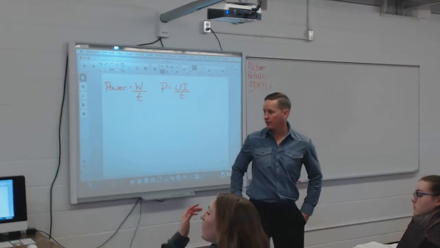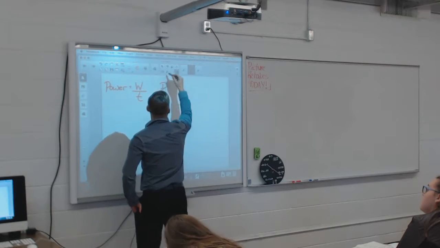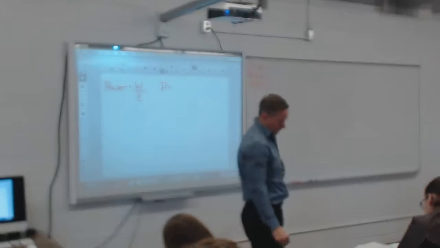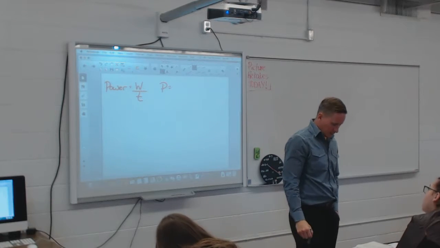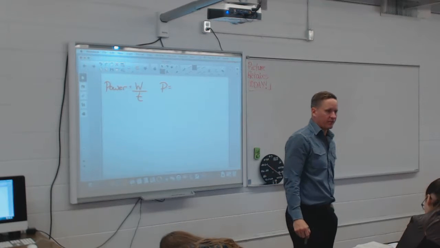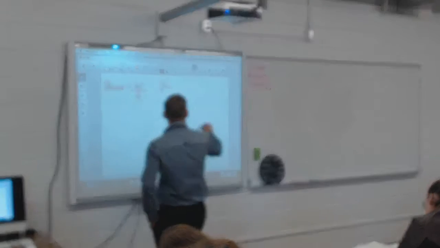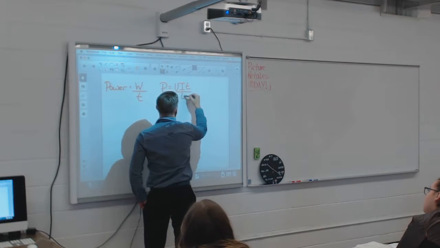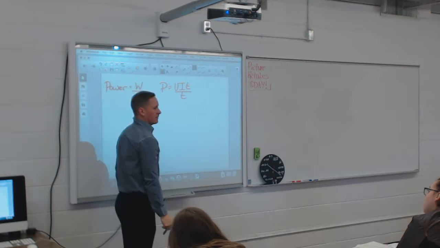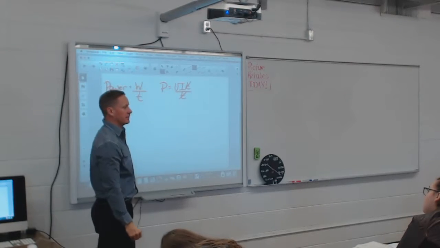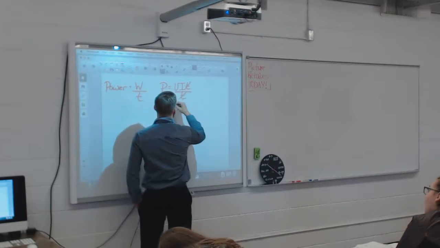Oh, sorry, I got that wrong. Let me do that again. Recalling from section 118.1, work is equal to VIT. So work is VIT over T, which then, if I cancel my times out, what is work equal to, or power equal to? VI.